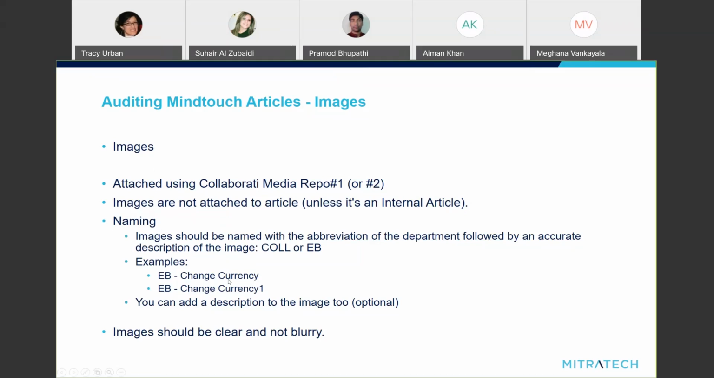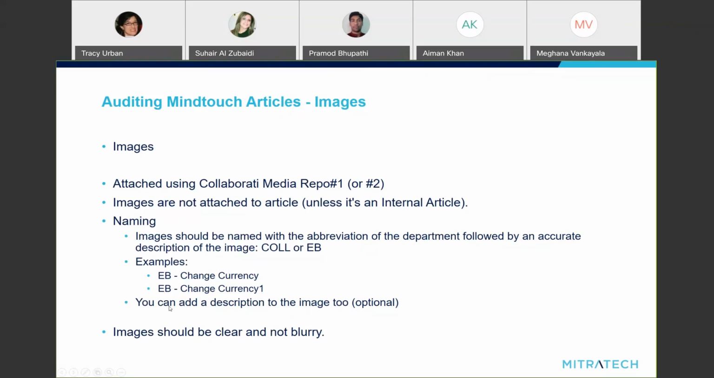with an abbreviation of the department. So for example, you could use the COLL abbreviation or the EB. So here's an example. There is an image that is called EB-change currency. You could also even add a number to the description. So for example, EB-change currency 1, if there's several pictures that you need to attach, that's really helpful so you can figure out which order the images need to be added to.